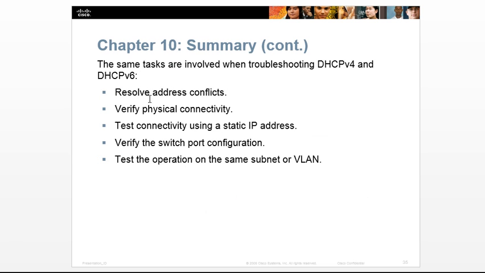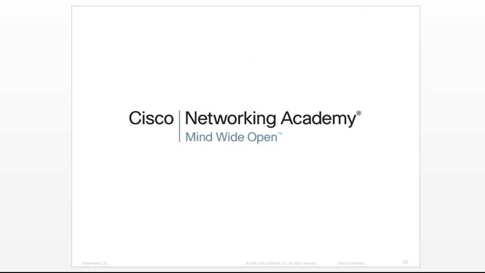So 4 and 6 both have to have conflict resolution. You can verify the switch port, and you can test them on VLANs. And that is a rundown of DHCP on Cisco.